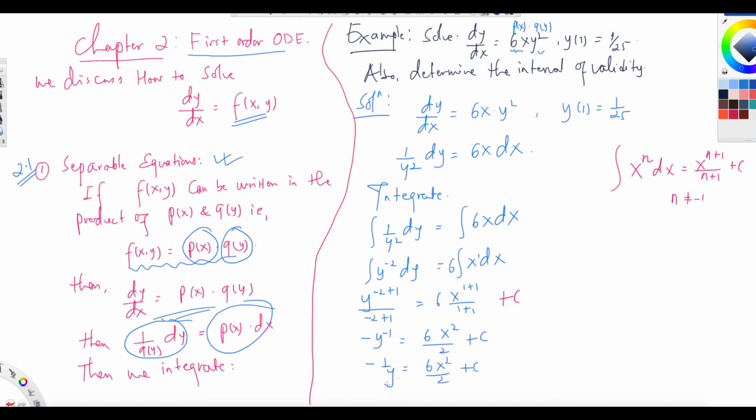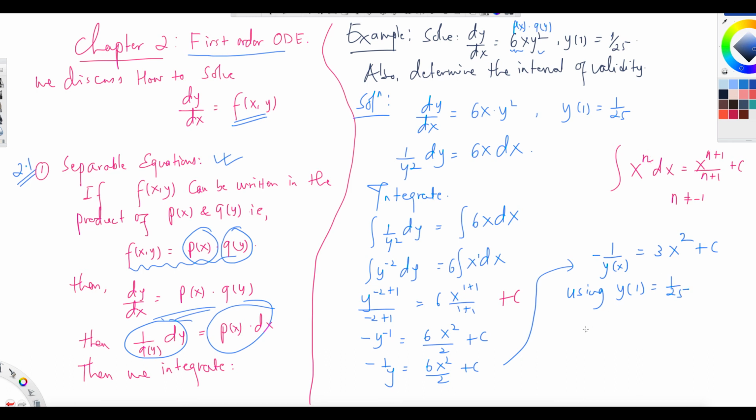Do you know that this y is a function of x, because y is the dependent variable and x is the independent variable. So you can write negative 1 over y, which is a function of x, equals 3x squared plus c. Now I want to find out that c. How? Use the initial condition to find c, using y at 1 equals 1 over 25.